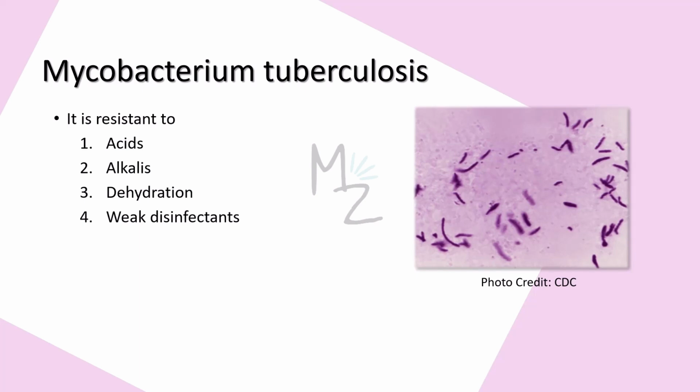This bacterium is acid-fast because of this waxy cell wall. And this cell wall makes the Mycobacterium tuberculosis hard, so it is resistant to acids and alkalis. Sodium hydroxide is used to concentrate clinical specimens. It destroys unwanted bacteria, human cells, and mucus, but not the Mycobacterium tuberculosis.